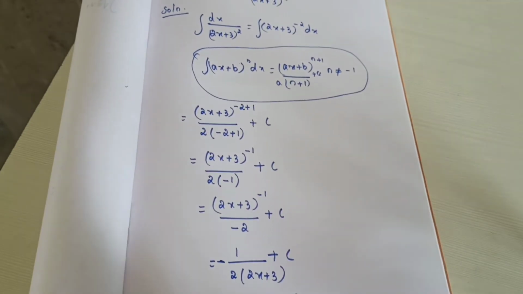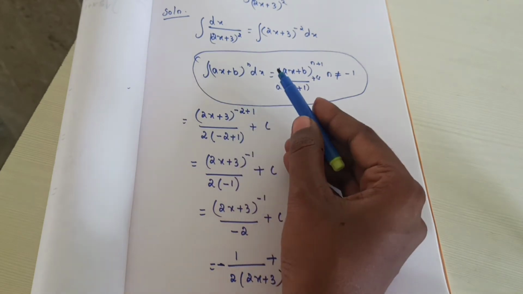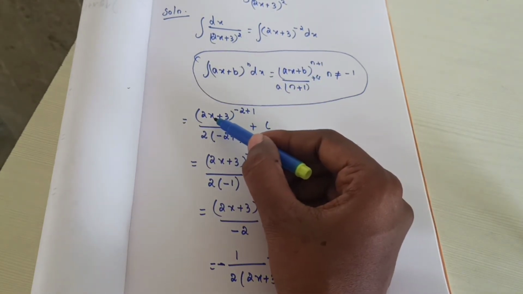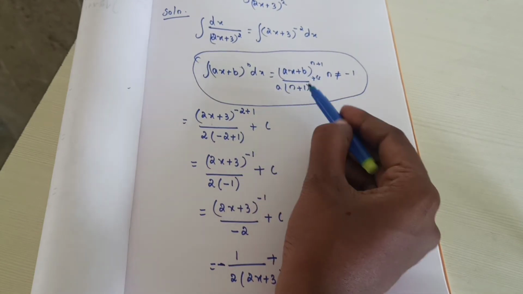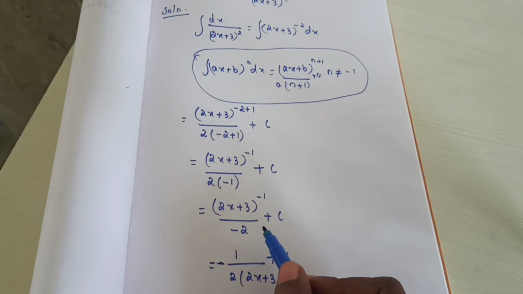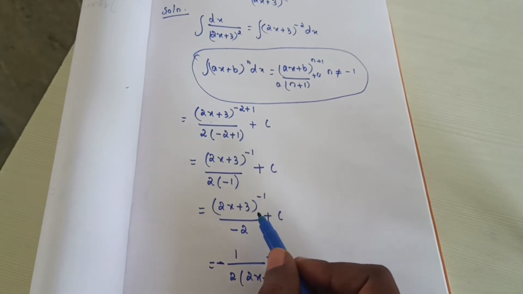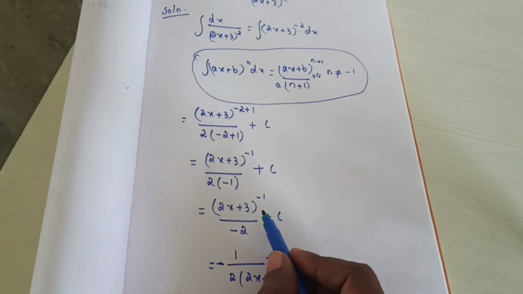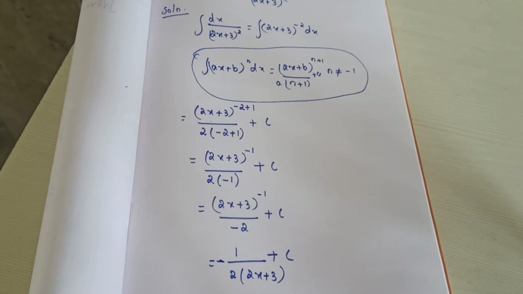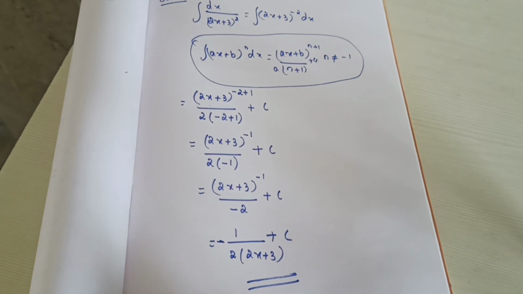So very easy. Okay, so 2x plus 3, I brought the denominator term to the numerator. And what I did? Using this formula I substituted. Finally I got the answer, the whole power minus 1. So I brought that, minus 1 is there, so the power is minus 1, so I brought that to the denominator. Finally I got the answer as minus 1 by 2 into (2x plus 3) plus c. So this is example 2.3.